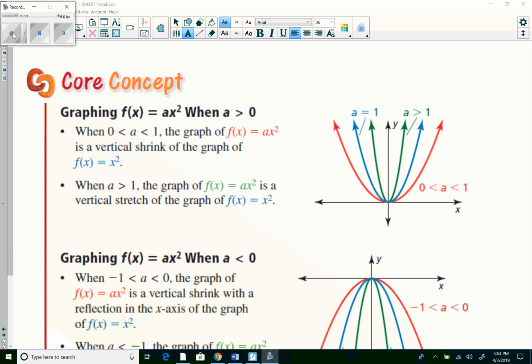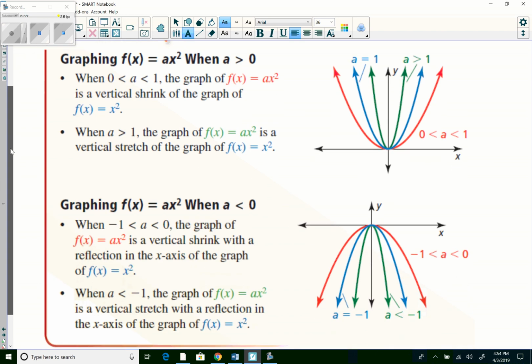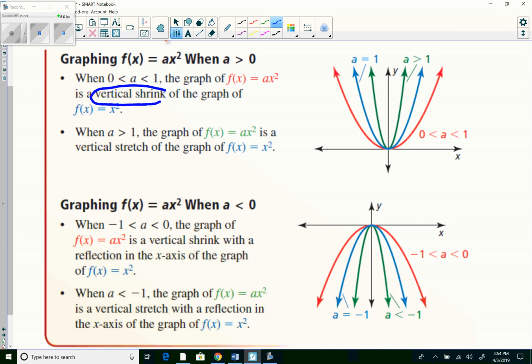All right, we're back. Our next example has you looking through graphs and what's happening to them. When we are graphing, we're going to be talking about two main pieces. We're either going to be talking about graphs having a vertical shrink, or we're going to be talking about graphs having a vertical stretch. I think I just totally mixed up the colors here.